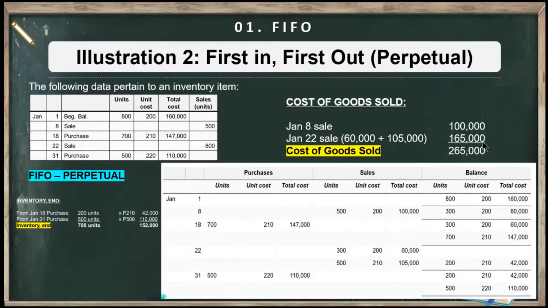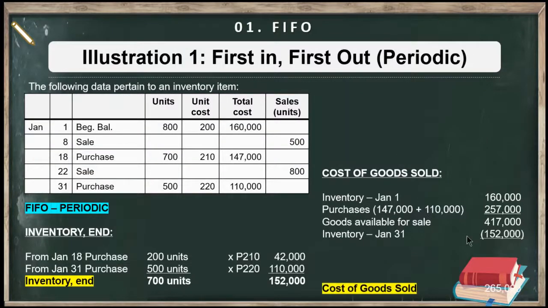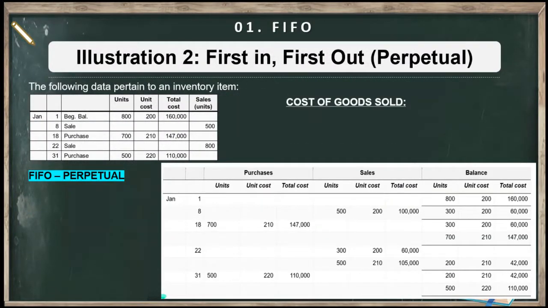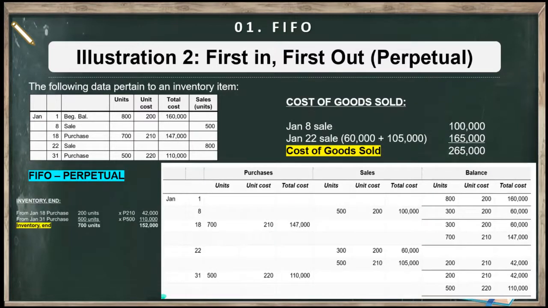If you're going to compare the cost of goods sold and the ending inventory for FIFO perpetual and FIFO periodic, actually they are just the same. Okay, di ba? 265. Let's check the previous illustration. So that is also 265. And the ending inventory is also 152,000. So therefore, whether you're using FIFO perpetual or FIFO periodic, you will arrive with the same inventory end at cost and cost of goods sold.